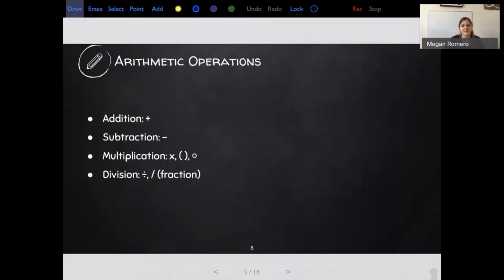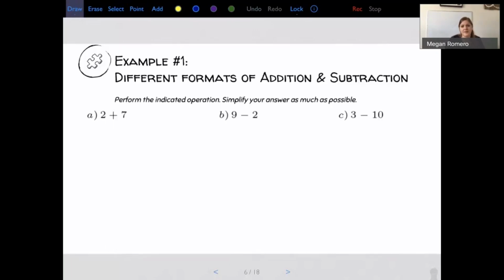Next, we'll perform arithmetic operations. Arithmetic operations refer to addition, subtraction, multiplication, which could be denoted by x, parentheses, or a dot, and division, which you can either have the division symbol or a fraction bar actually denotes division as well. Example 1, different formats of addition and subtraction. So this could be a review for you.